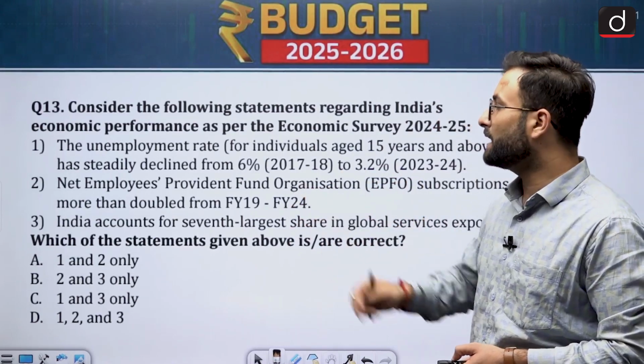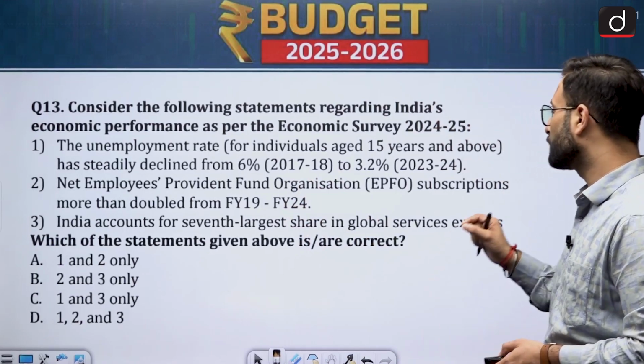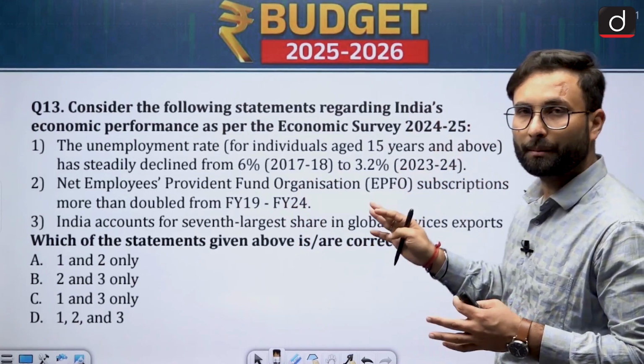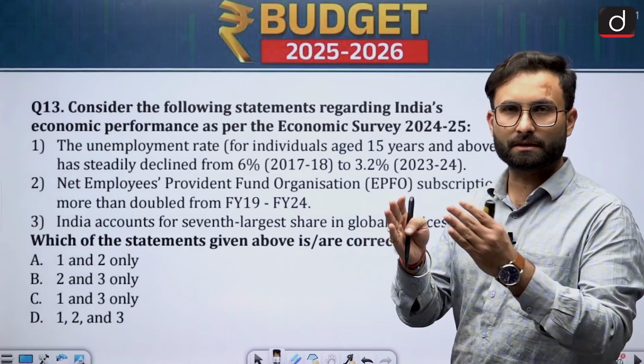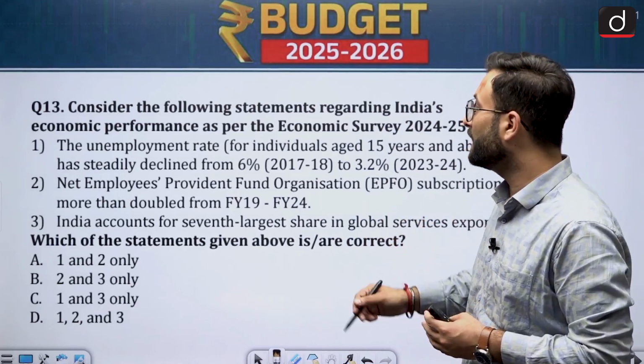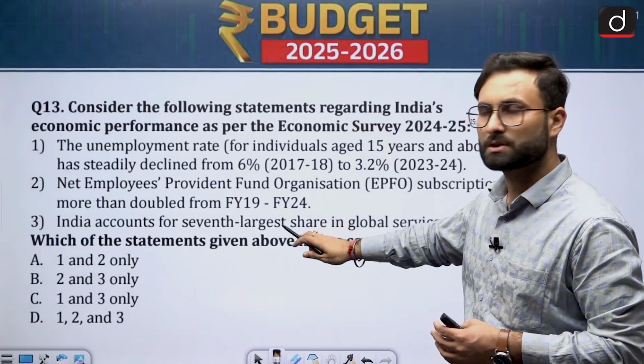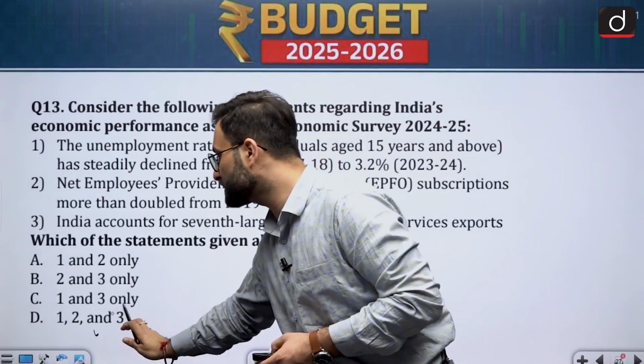Coming to the third one, India accounts for the 7th largest share in the global service sector. Now if you don't remember all these things, obviously you should go and see the highlights, etc. Now if we see all these three statements, you will be considering that all of them are correct. Option D would be your right answer.